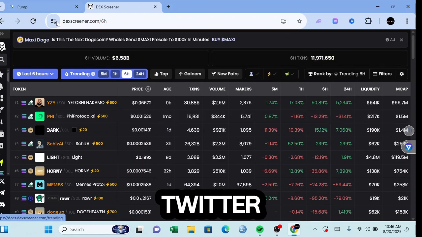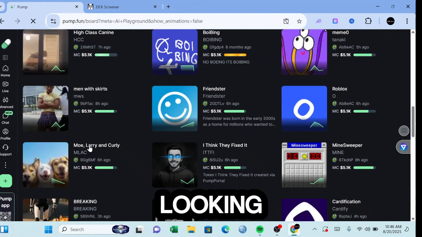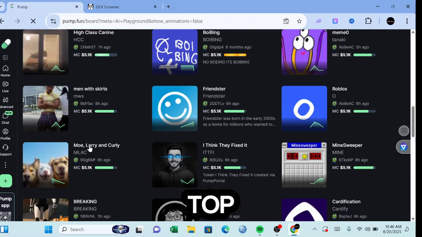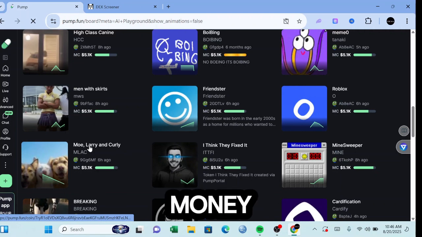Go to Twitter and keep looking for what is trendy at the moment by following Elon Musk, Donald Trump, and any top influencers you know. Once they make a tweet, if it is meaningful or funny, you come forward to our platform, create a coin and make money off it. That's the first step of creating a meme coin.